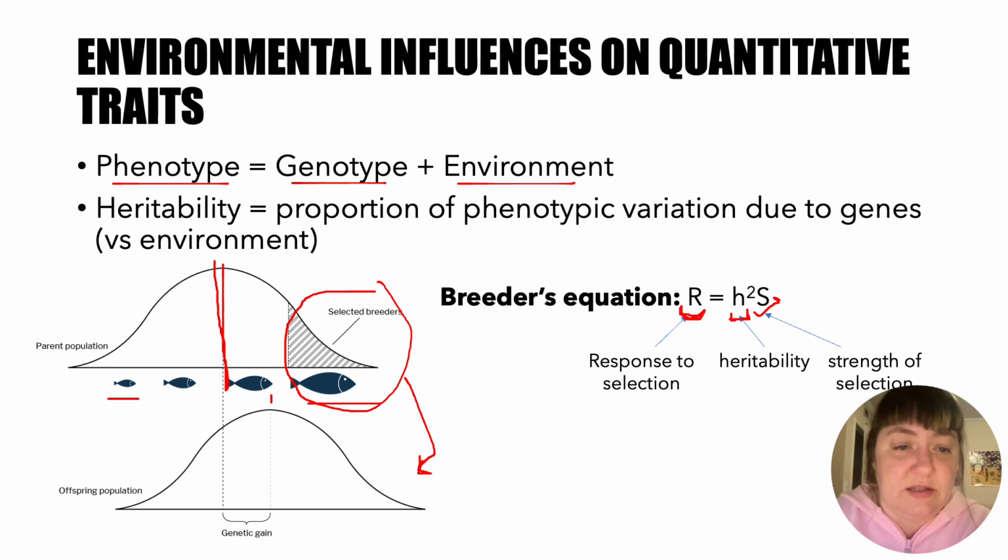So there's the mean of the offspring, and you can see it's significantly different from the previous generation, because the trait's heritable and they selected the top biggest fish.